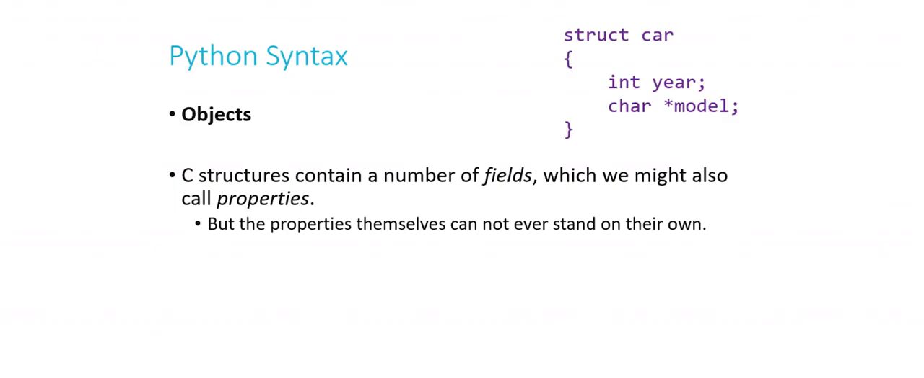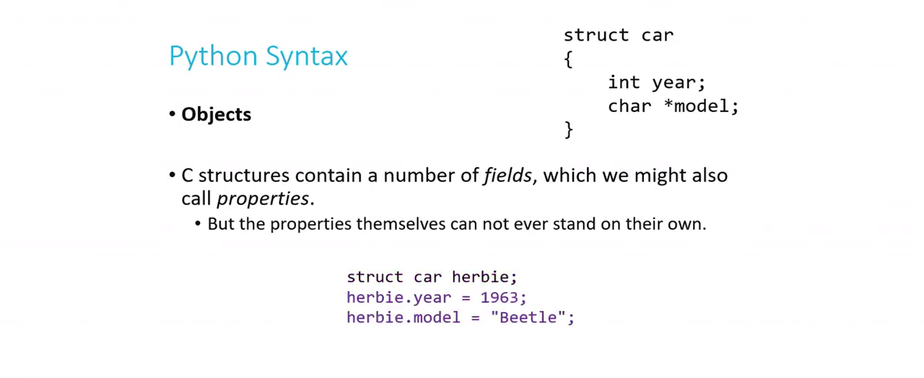So if I define in C here, as I do at the top right, a car structure that has 2 fields or 2 properties in it, year and model, I might be able to say the following. Struct car Herbie. I'm declaring a new variable of type struct car called Herbie. And I'm saying Herbie.year equals 1963. Herbie.model equals Beetle. Totally OK, right? Because in each case where I'm using year and model, I'm associating it with some structure of that data type, in this case, Herbie.